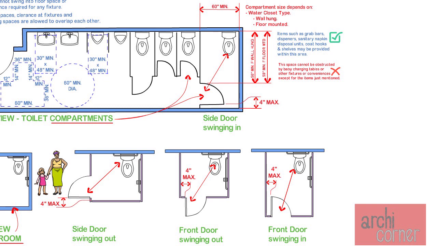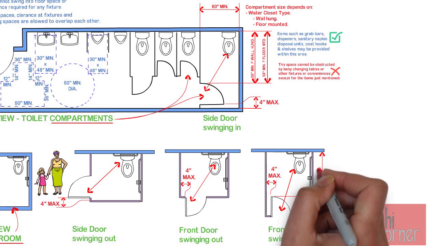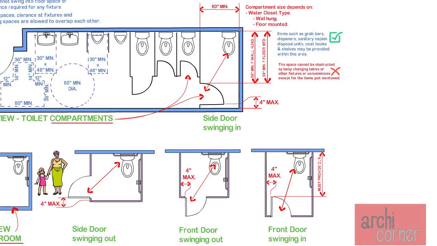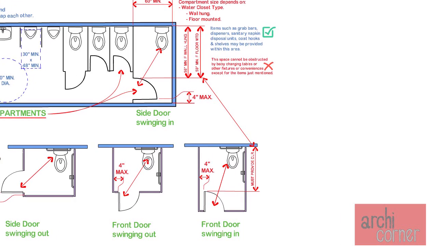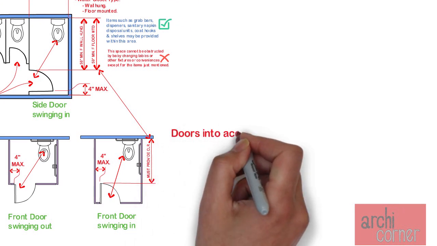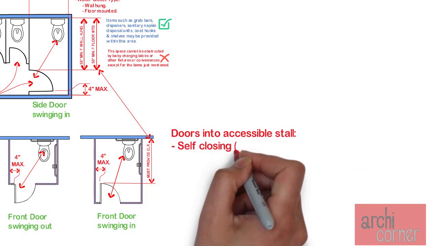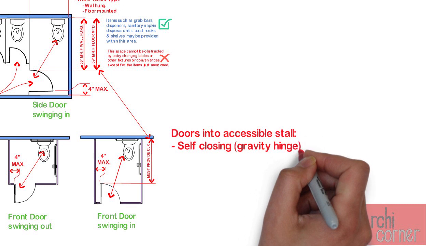One thing to have in mind is that if a door swings in, the door must not impede into the clearance required by the water closet, which, as we mentioned before, varies depending on whether the water closet is floor mounted or wall mounted. The following items also apply to these doors regardless of their location. The door needs to be self-closing, usually by means of a gravity hinge.